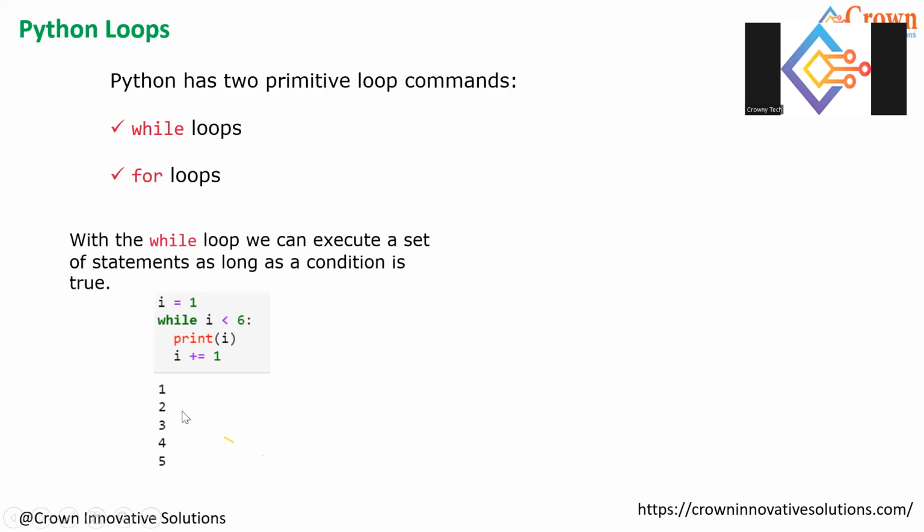First, what I've done here: I initialize a variable i equals 1, then the while condition i is less than 6, then indentation, print i. After printing each one, we need to increment i by 1, right?